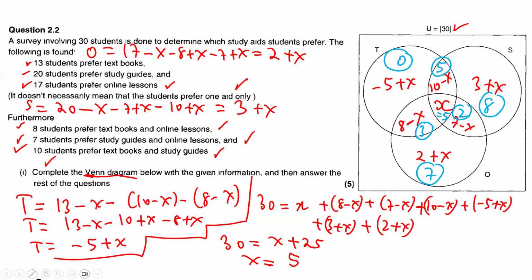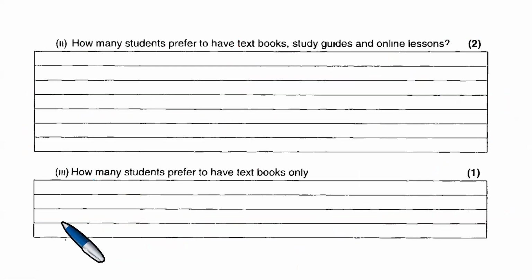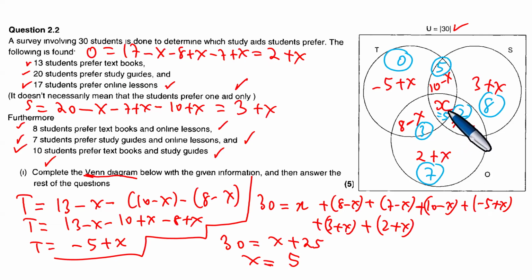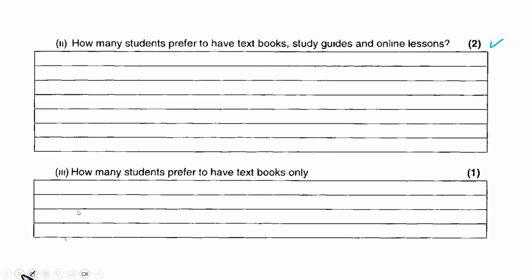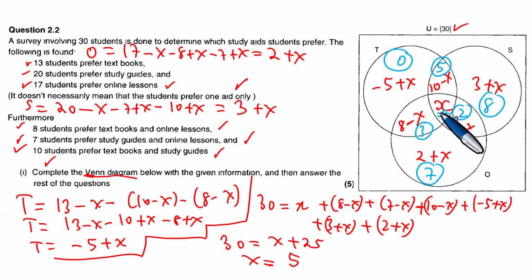The next question is very easy and straightforward. How many students prefer to have textbooks, study guides, and online classes? 2 marks. Obviously we can look and see that those students are exactly five in number. So five students prefer all three, because we have seen that five students are in the intersection of all the study aids.